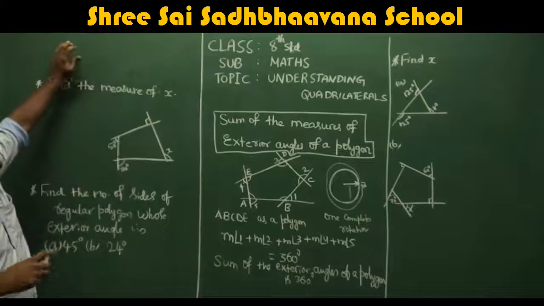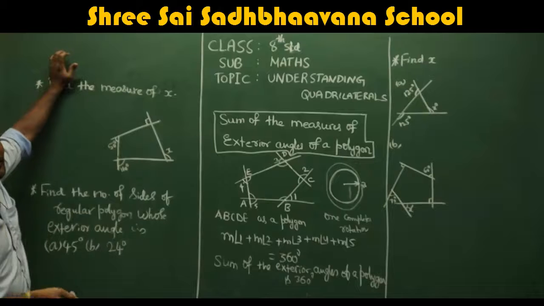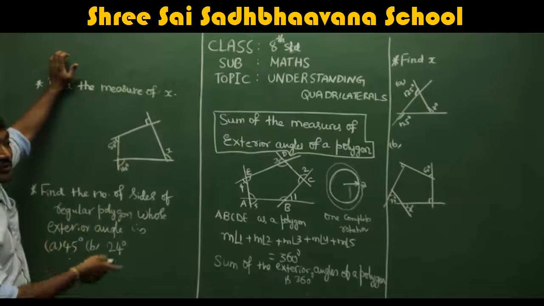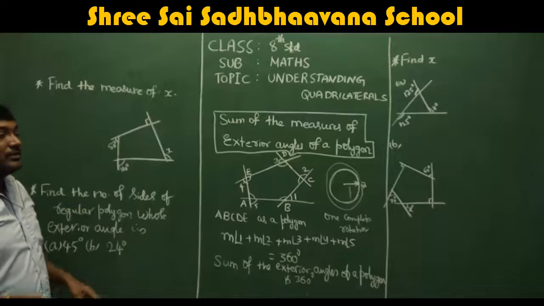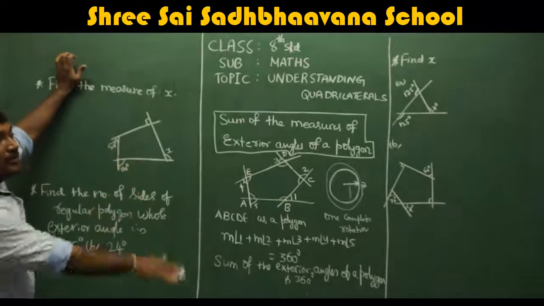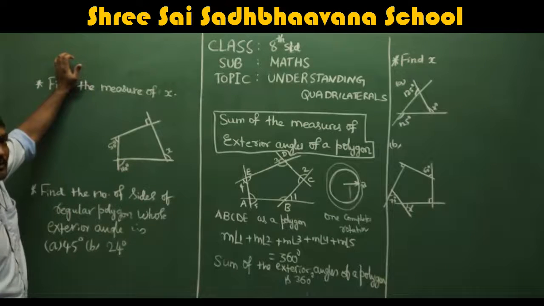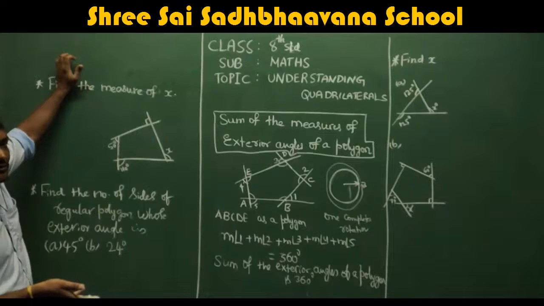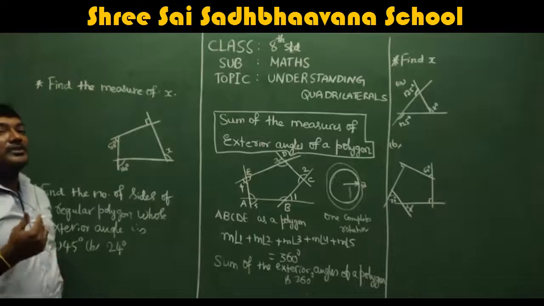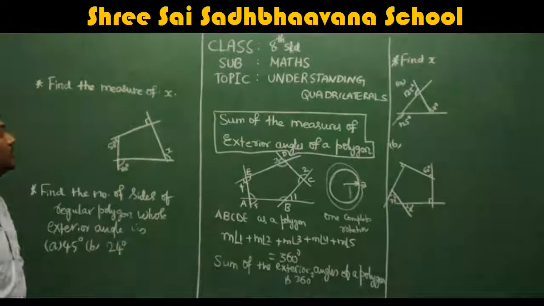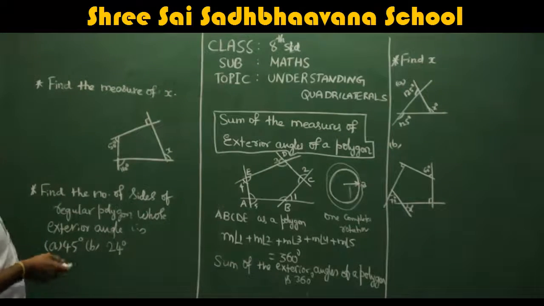So the sum of the exterior angles of any polygon is 360. It was just an example I had given you, but the sum of the exterior angles of any polygon is 360. Don't think that it is only for a polygon which has 5 sides. If it has 3 sides, also 360. If the polygon has 4 sides, also 360 only. 3 sides, 4 sides, 5 sides, or any number of sides, the sum of the exterior angles is 360 only. So now here, find the measure of x.